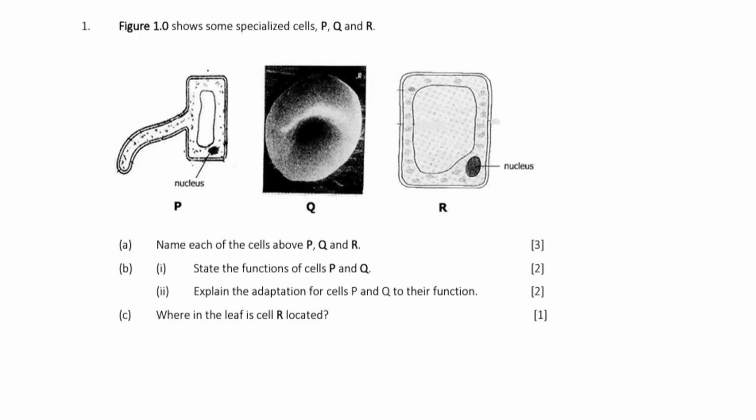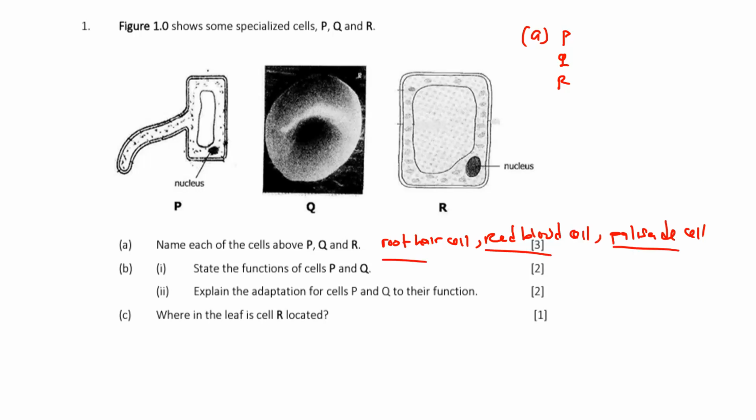Then figure 1.0 shows specialized cells P, Q, and R. So still on cell specialization. A. Name each of the cells P, Q, and R. This is easy. So this is question A. Now, you know some of you, how you write? You write the name of a cell, let's say you say root hair cell, comma, red blood cell, comma, parasite cell. That is what you would write.